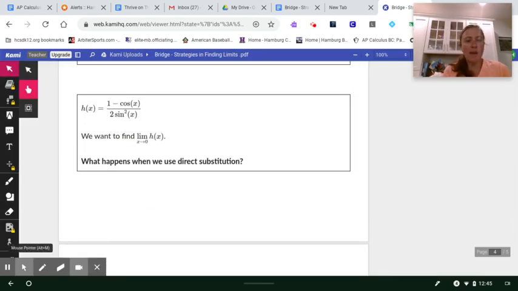Number 2: what happens when we try direct substitution again, when we take the limit as x approaches 0 of h of x? So again, I'll pause it, plug it in, see what happens.